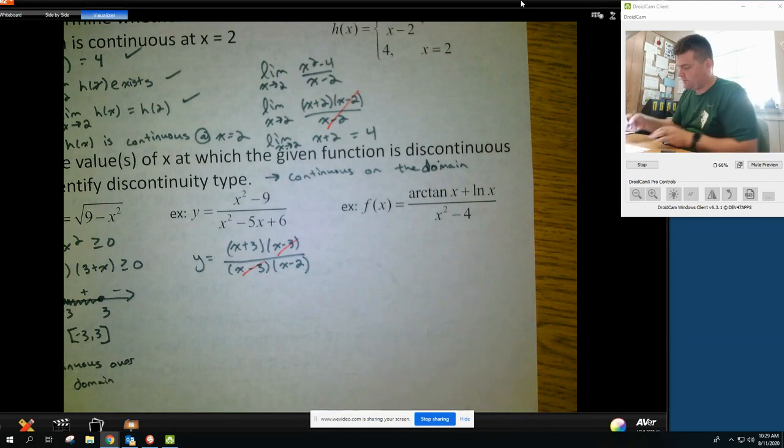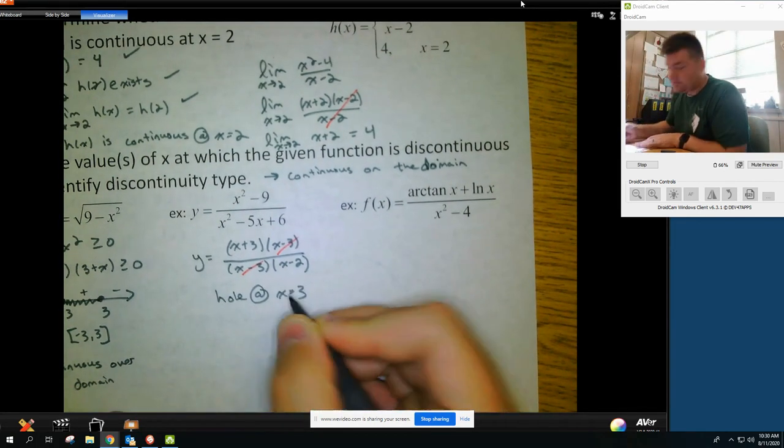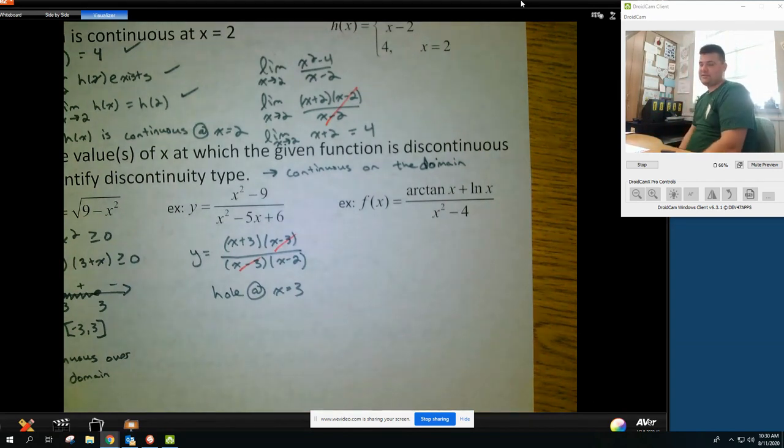So I'm going to have a hole at x equals 3. We already canceled out. Set it equal to 0. And so now the holes are taken care of. Jump's not going to happen unless we have a piecewise function in there somehow, or absolute value, which is defined by piecewise function. So don't worry about that.